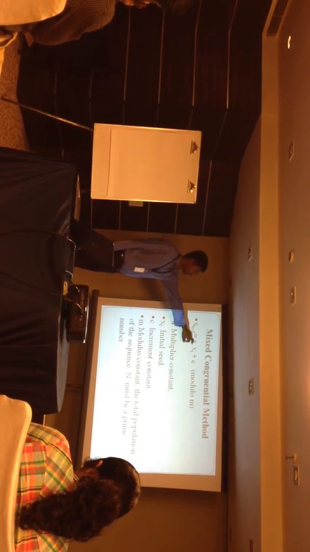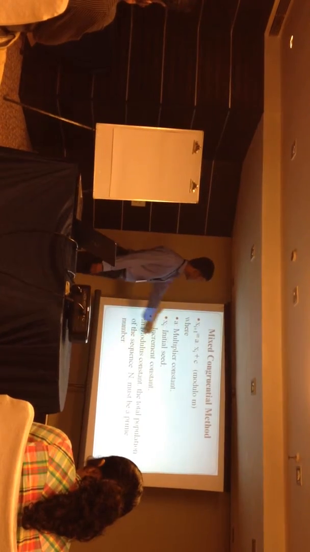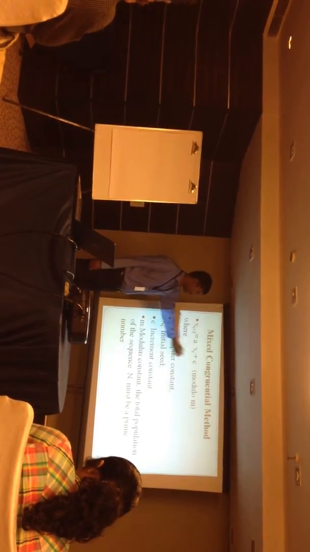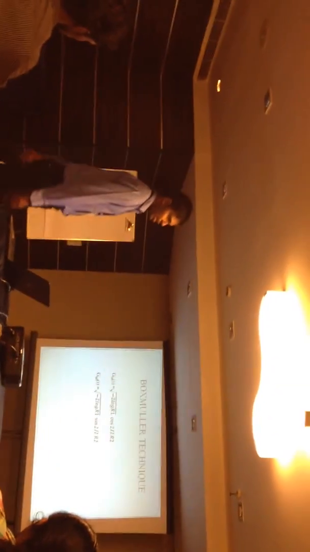Here A is nothing but the multiplier constant, Xi is the sequence I am taking, C is the incremental constant, and M is the modulus for the overall thing. For dividing 32-bit random numbers into 16-bit random numbers, I am using the Box-Muller technique for dividing 2 32-bit random numbers into 2 16-bit random numbers.